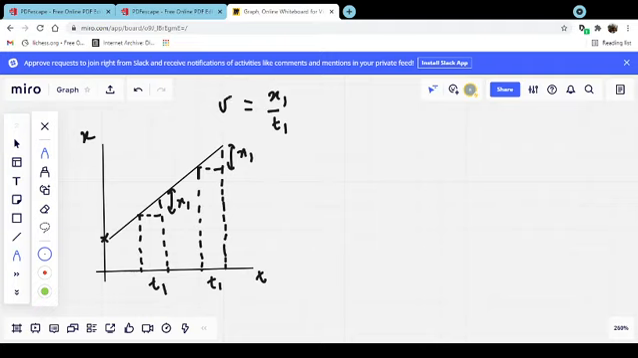This also gives us the idea of the slope of the straight line. The slope of the straight line is simply represented by the vertical movement along the vertical axis divided by the horizontal movement. The vertical movement is x1 and the horizontal movement is t1. So this gives us the slope of the whole motion. This angle is theta and this is tan theta.